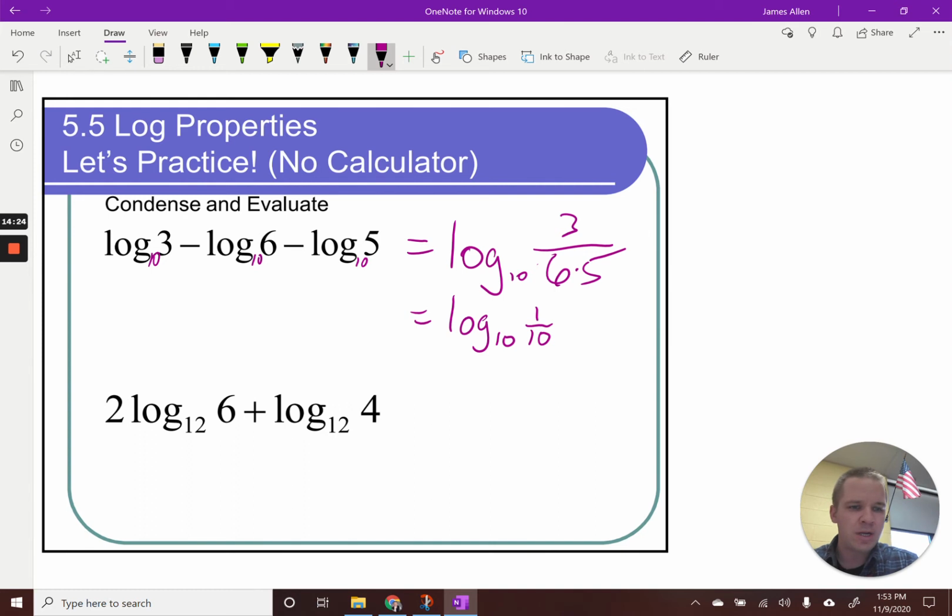And 10 to what power gives me 1/10? You'll see why I like to write the 10 base. I think it's helpful to see that when we're trying to evaluate this. I'm going to get -1. Whoo! That's pretty cool. I like that. All right. Very nice.